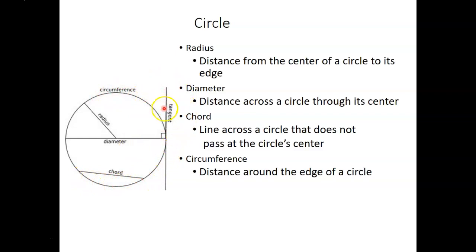All tangent means is that it touches the circle on the outside or the inside at 1 point. Now notice, tangent, it touches 1 point and 1 point only. So this line, when it passes down through here, it touches one time right there. Okay?